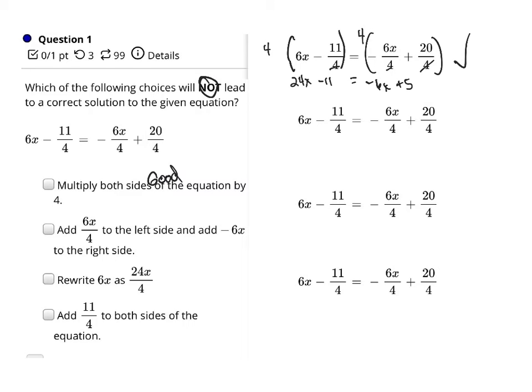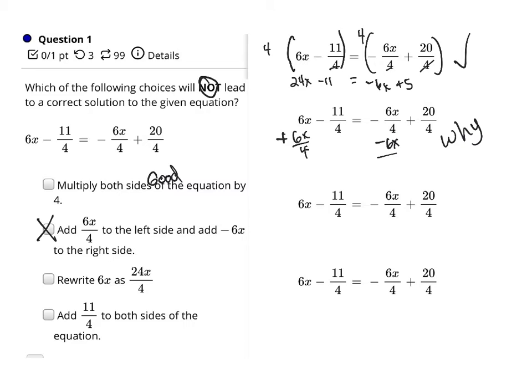Now, look at the second one. They're not getting rid of the fractions first. They're going to add and subtract first. So they're going to add 6x over 4 to the left side, so plus 6x over 4. That could be good because you've got your x's on both sides. And then they're going to add negative 6x to the right side. This is a wrong move because you're just moving one variable with an x in it to the left and the other back to the right. So that is probably going to be our answer.